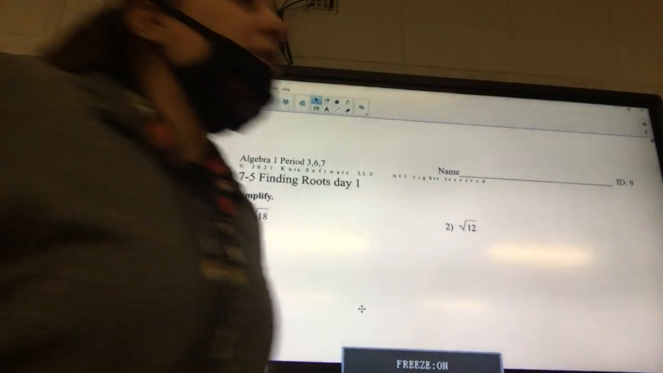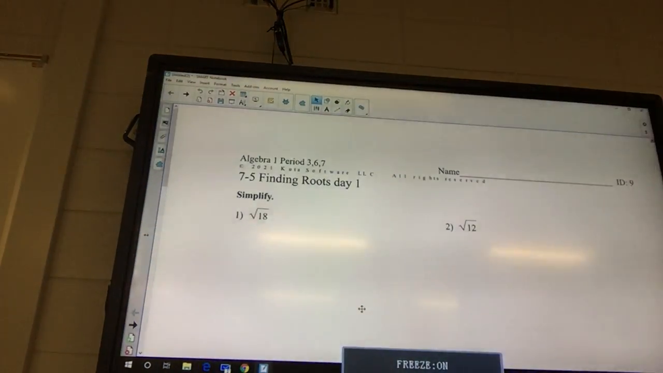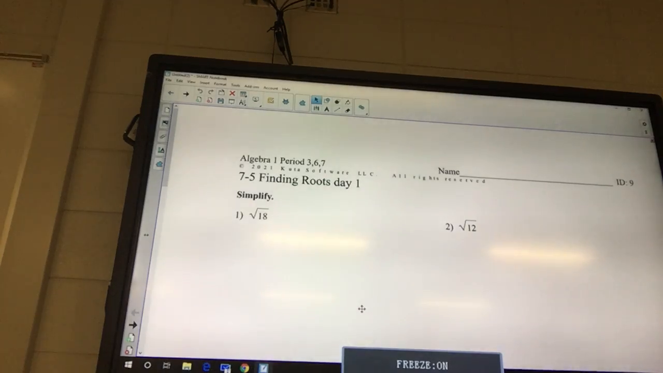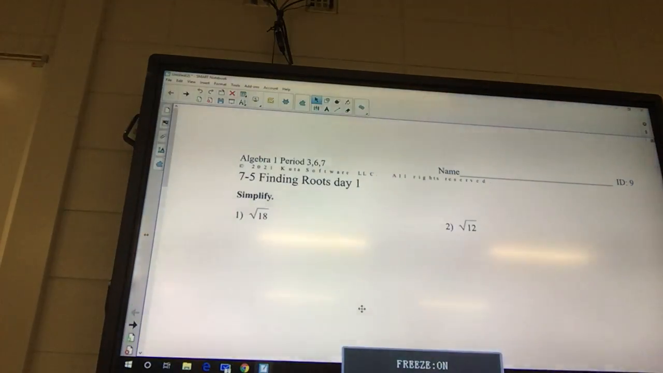This symbol is called a root, okay? It's not called a square root. I don't know why, but some of you guys feel like that's called a square root symbol. That is not called a square root symbol, okay?